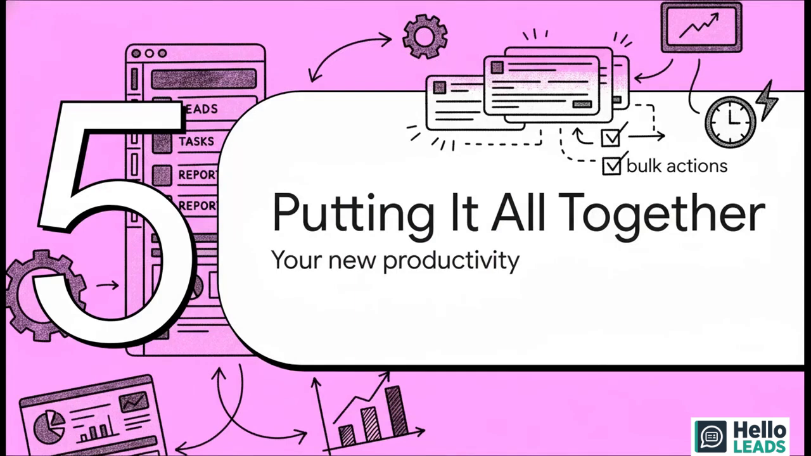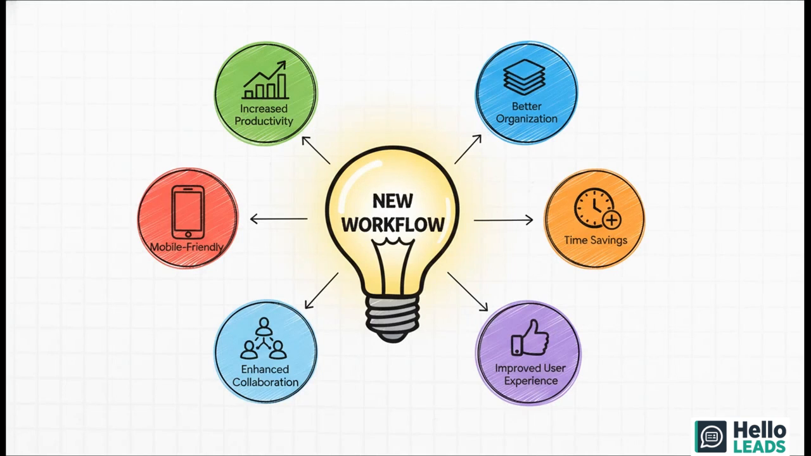So let's take a step back. We've seen the always-on sidebar, the new card view, and the powerful bulk actions. Now it's time to put it all together and talk about what this really means for your day-to-day productivity. So what's the bottom line? What does this all add up to? Well, you're looking at a major boost in productivity. You're getting much better lead organization, which leads to significant time savings. It's just a flat-out better user experience, which in turn enhances your team's collaboration. And of course, you get full mobile-friendly access to do your work from anywhere.